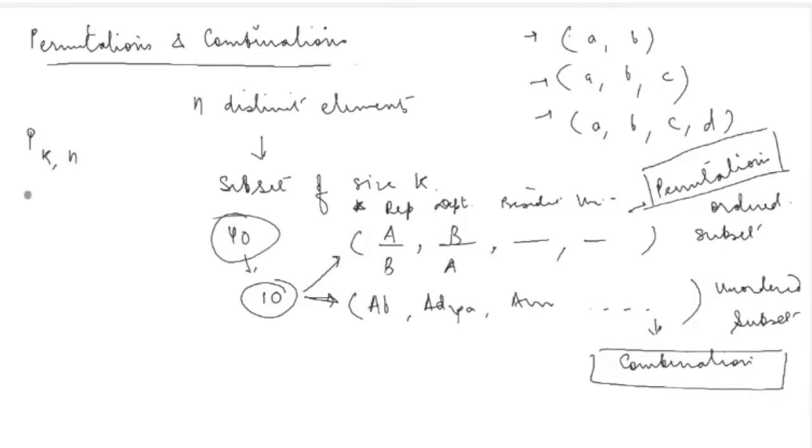Combination को आप represent कर सकते हो C, K, N, again P तो permutation represent कर रहा है, C माने combination, and K and N represent the same thing. K refers to the size of the subgroup and N refers to the size of the larger group.